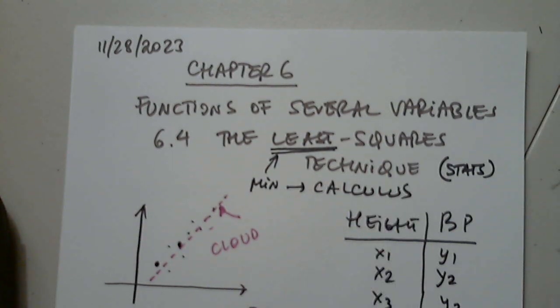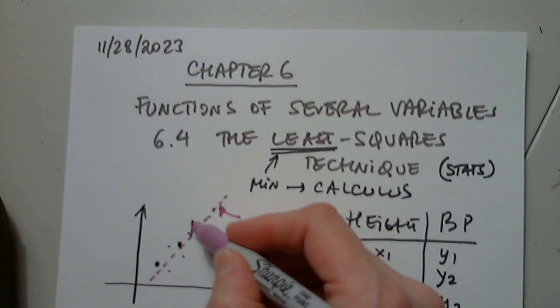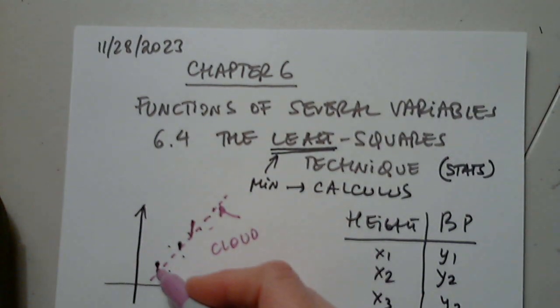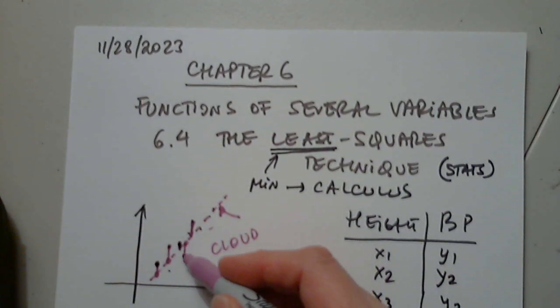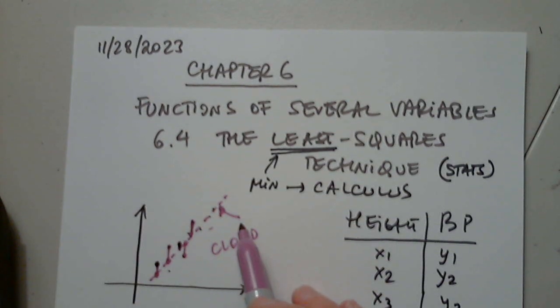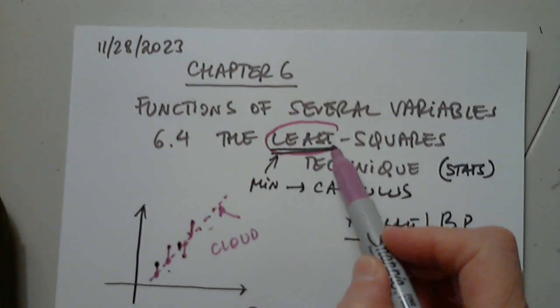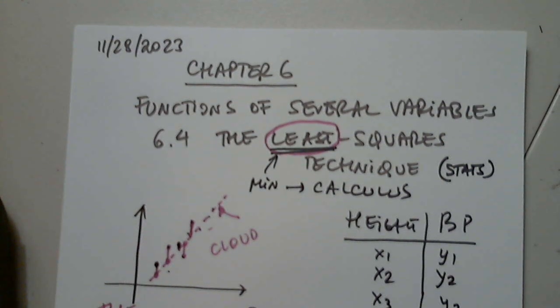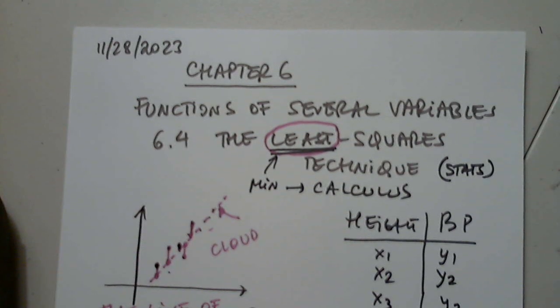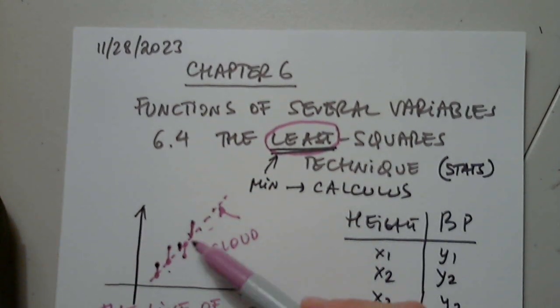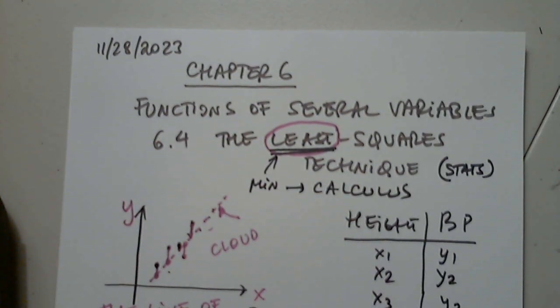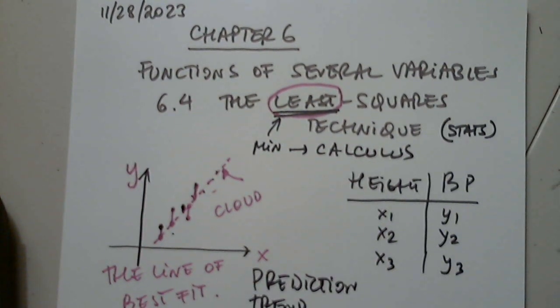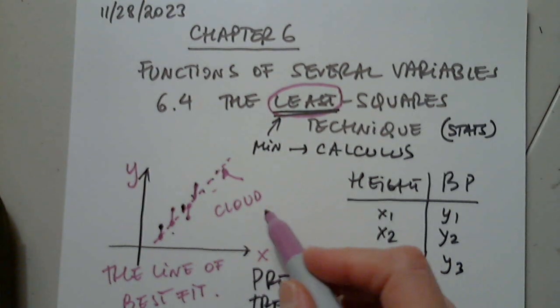What does least squares mean? This distance from the point to the line, this distance from the point to the line, this distance from the point to the line. All these distances are minimum. So this is the line of best fit. This is the line that best fits the x, y points. It could have other trends, but we're only going to talk about the linear situation.